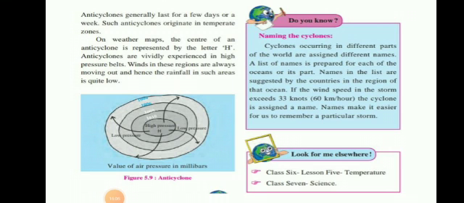Naming the cyclone. Cyclone occurring in different parts of the world are assigned different names. A list of names is prepared for each of the oceans and its part. Names in the list are suggested by countries in the region of that ocean. If the wind speed in a storm exceeds 33 knots, that means 60 km per hour, the cyclone is assigned a name. Names make it easier for us to remember the particular storm.